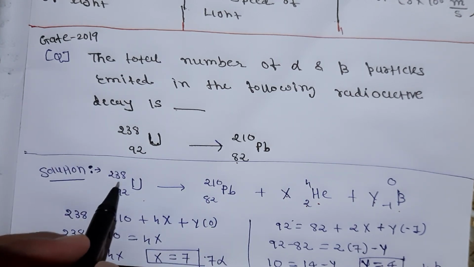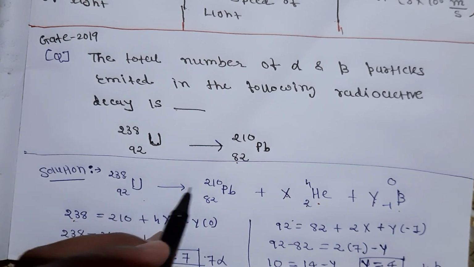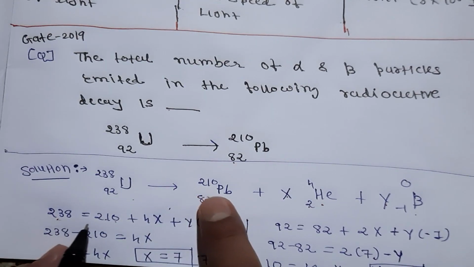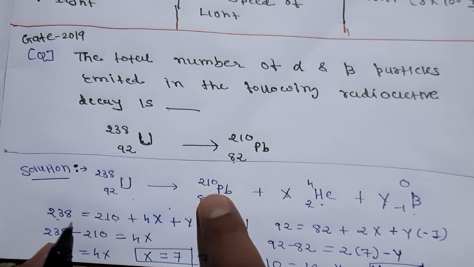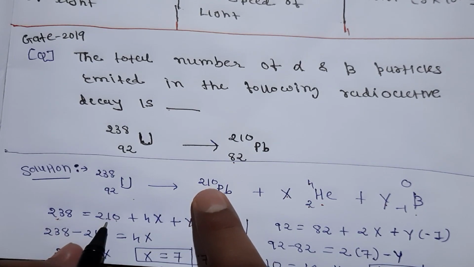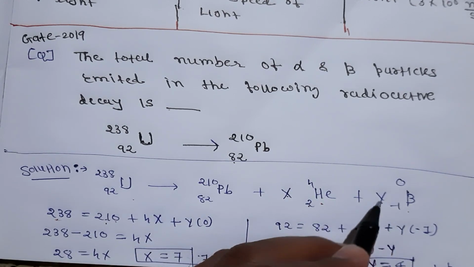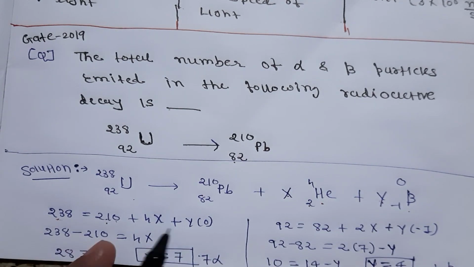The first equation, from atomic mass: left-hand side equals right-hand side, 238 = 210 + 4x + y × 0, and that last term is 0. If we solve this, 238 - 210 = 4x, since y × 0 is 0. So we get 28 = 4x, so x = 7. That means 7 alpha particles are emitted.